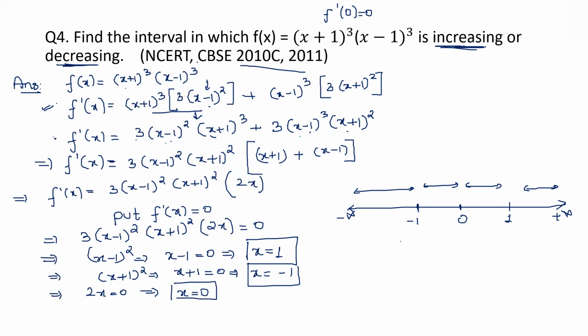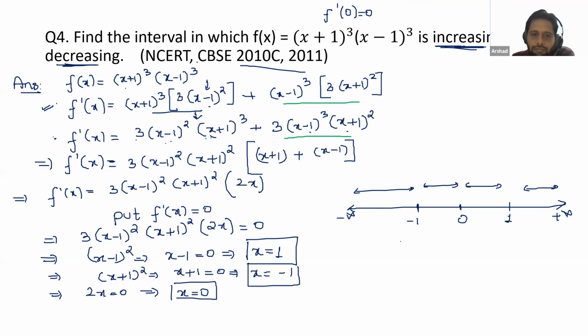Okay, sir. The same thing which is written here, I have written here. I have just interchanged the places. X minus 1 whole cube is here, x plus 1 whole square is here. So 1, 2, 3, 4, 5, fifth step. First, please check here.